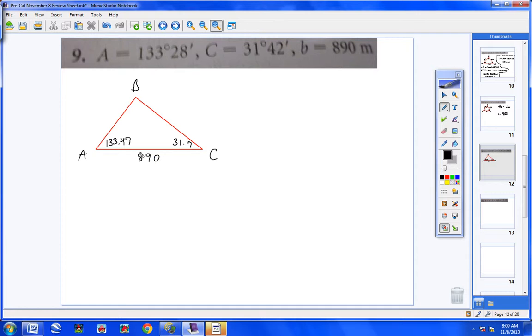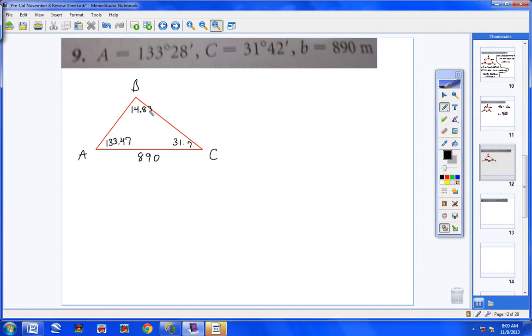Now, here we go. Let's think this through. Step 1 is, let's see, is that right? A, C, B, that's correct. Okay, step 1 is to make sure we can solve the triangle. We have to know at least one side, and we do right here, and then 2 other parts, and we do. Step 2, if you know 2 angles, find the third angle quickly. So I'm going to do that real quick. 133.47 plus 31.7 minus 180 would give me 14.83 degrees. So very quickly, I found my third angle.